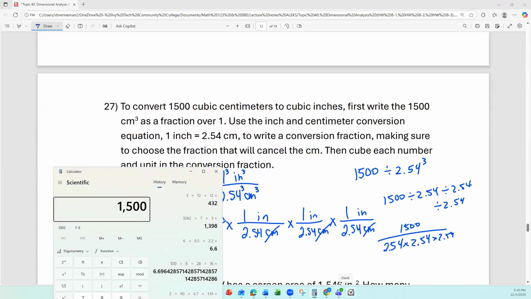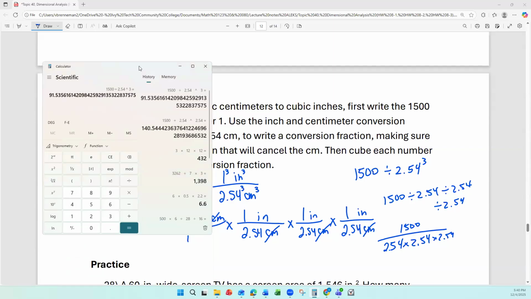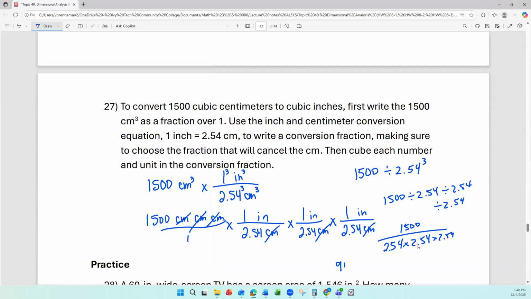I'm going to do 1500 divided by 2.54, and I'll do it here. Oops. Enter instead of. All right, so 91.5. It doesn't say how to round, so I'll round that to a tenth. So 91.5 cubic inches.